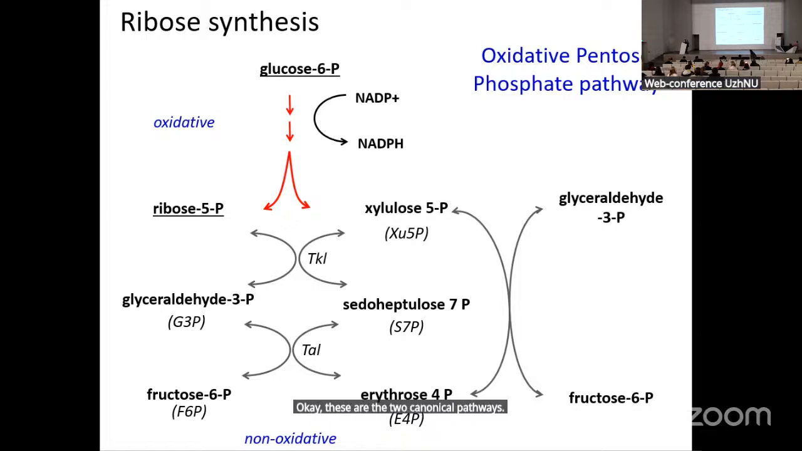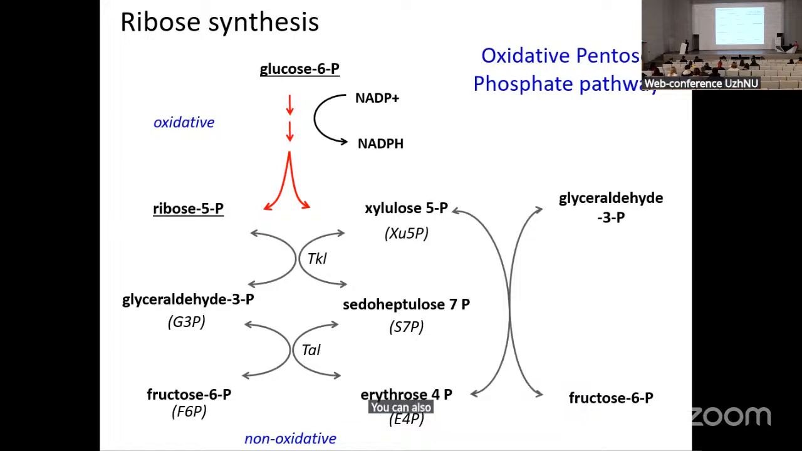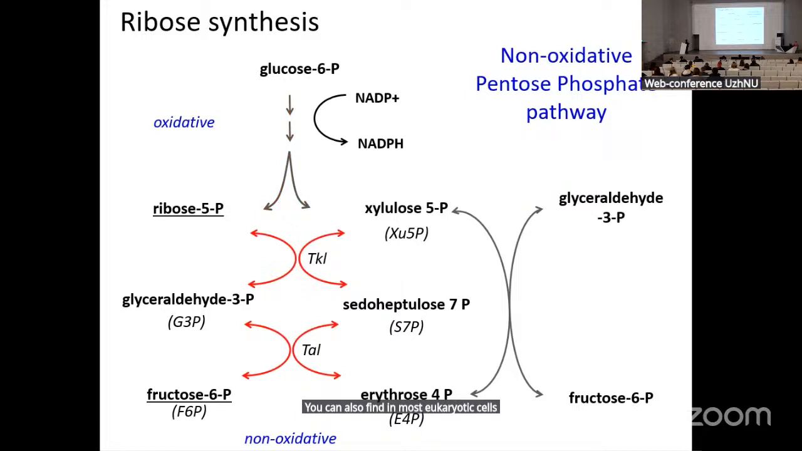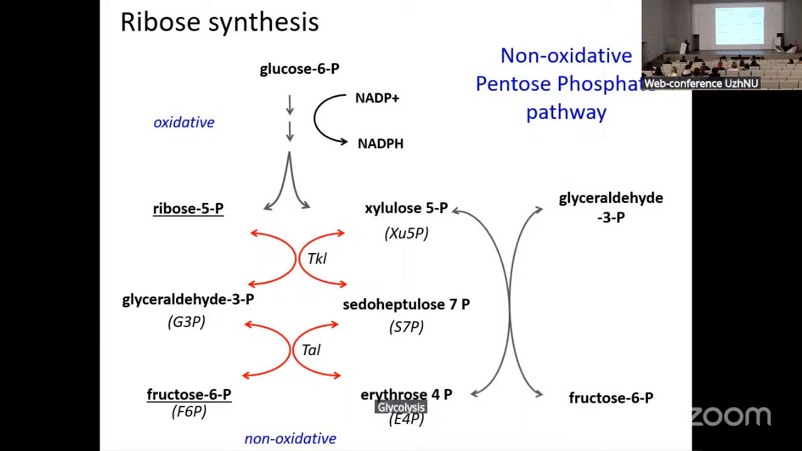On the top, you see the oxidative pentose phosphate pathway, where ribose is the result of a series of reactions that start with glucose 6-phosphate. You can also find in most eukaryotic cells the non-oxidative pentose phosphate pathway, where in this case, the starting point is fructose 6-phosphate. So it's several steps down in glycolysis, and it works its way up back to ribose.